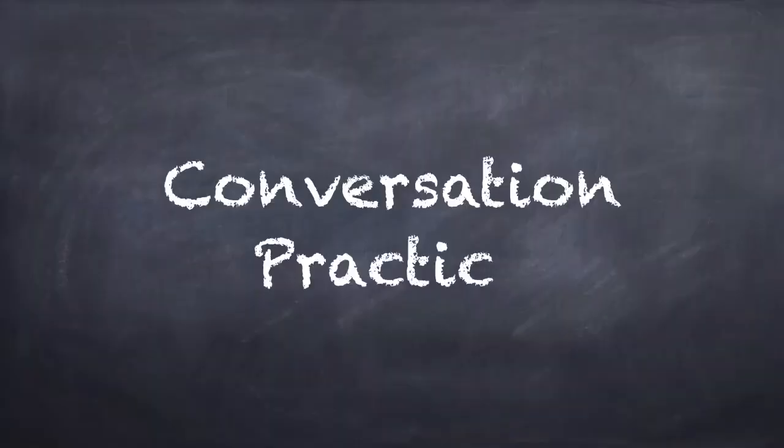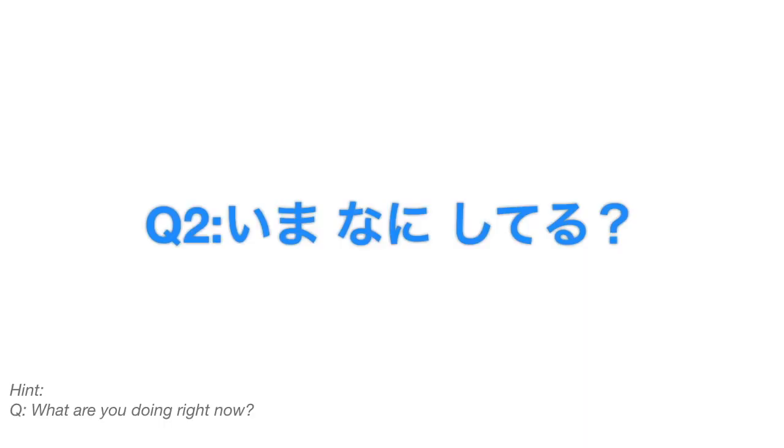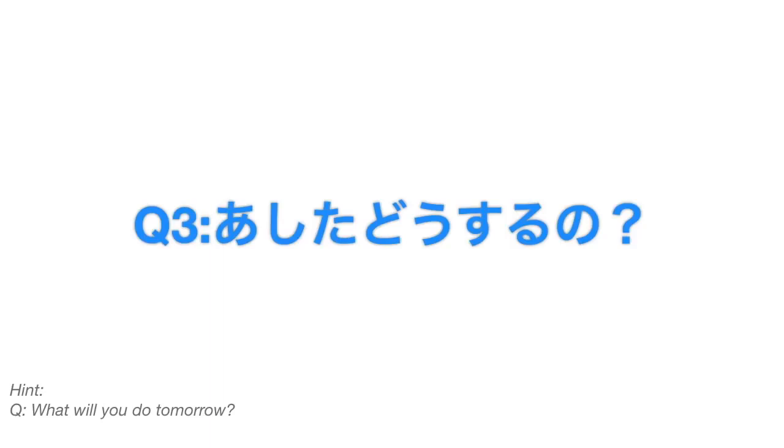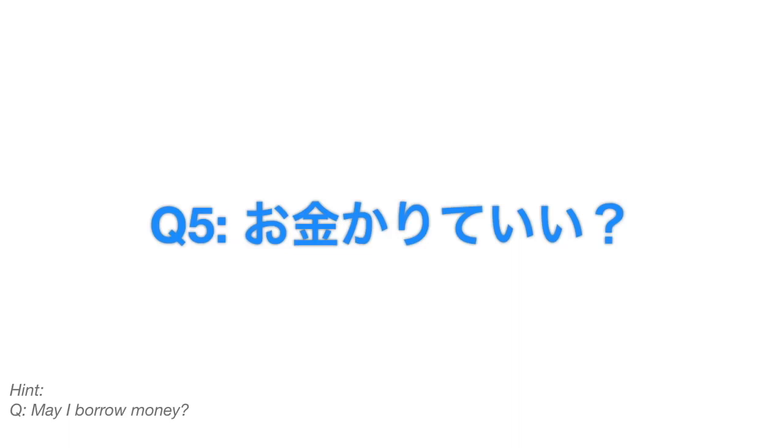So let's pretend that we've met and we are really close friends. So I will try to speak casually to you and try to respond using plain style. 元気? 今何してる? 明日どうするの? 買い物したいけどお金がない。どうしようかな。お金借りていい? 冗談です。I'm just kidding. Okay, so that's it for today's lesson.